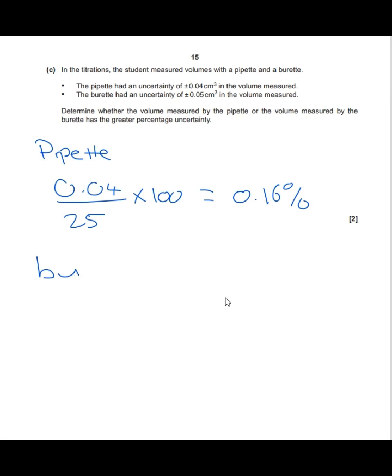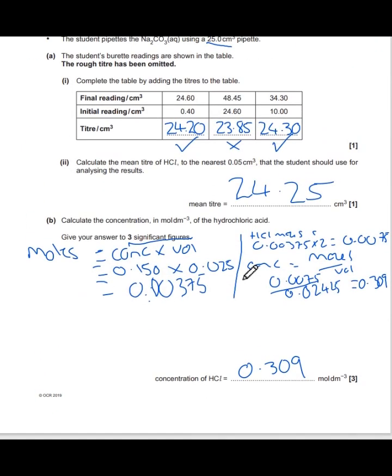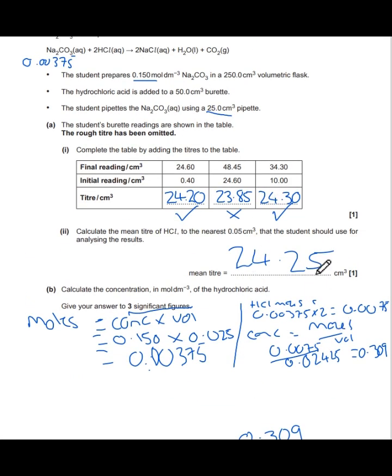For the burette, it's going to be 0.05. So let's go up to the burette, and the burette volume that we used was for the HCl, and it's going to be this value, the 24.25. But one thing we've got to note is we read off the burette twice, once for the initial reading and once for the final reading.